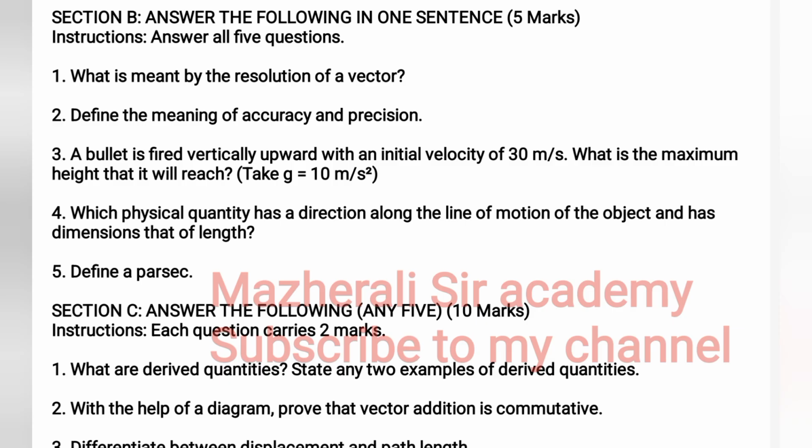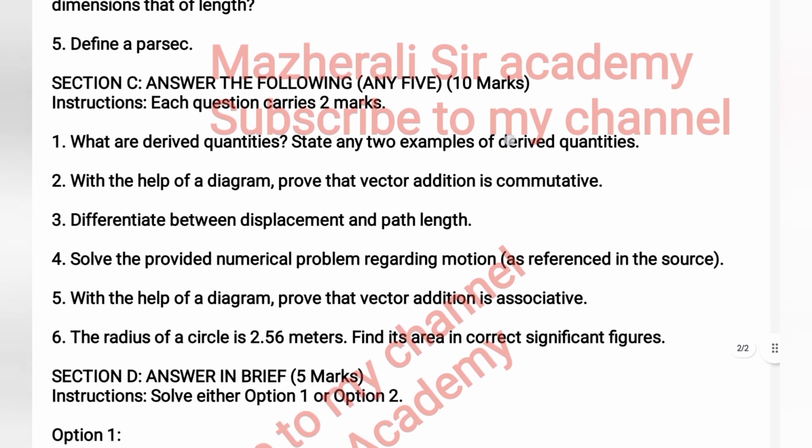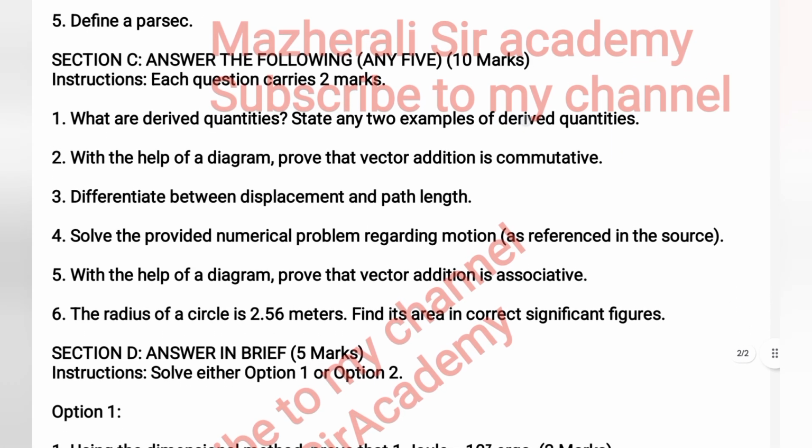Section C. Answer the following, any 5, 10 marks. Instructions. Each question carries 2 marks. 1. What are derived quantities? State any 2 examples of derived quantities. 2. With the help of a diagram, prove that vector addition is commutative. 3. Differentiate between displacement and path length.